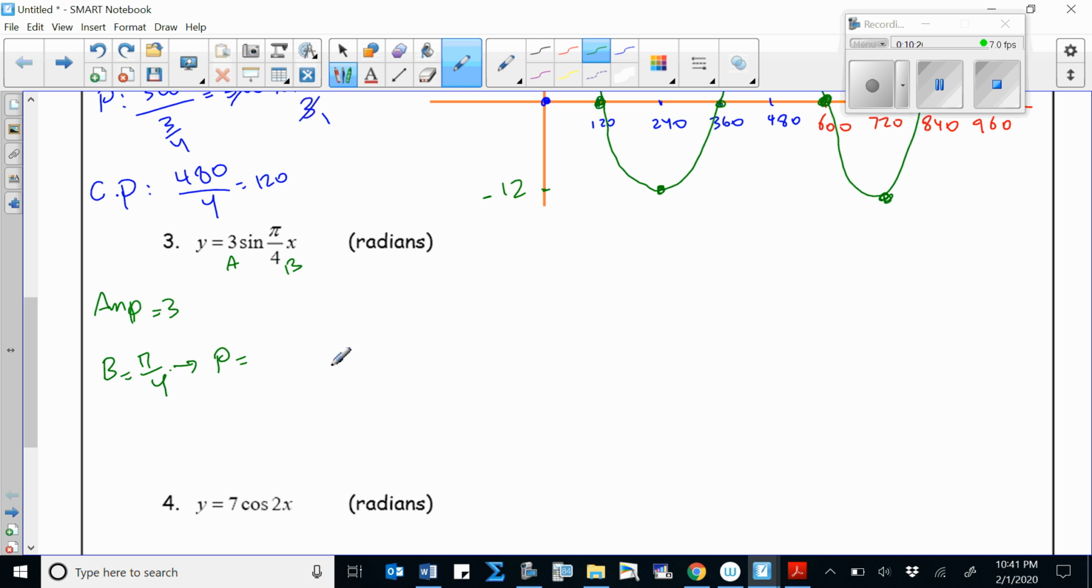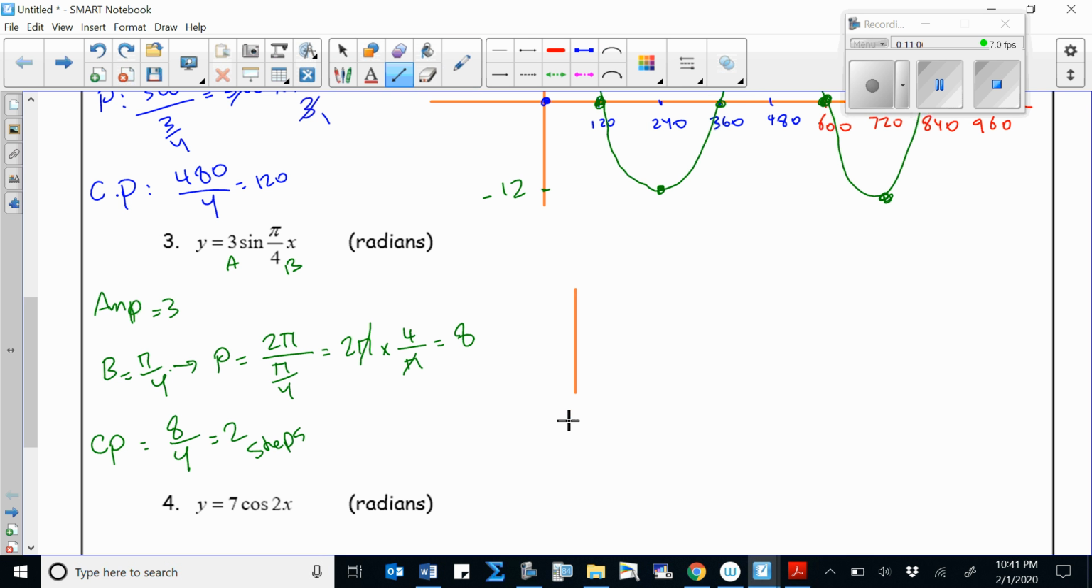So to find the period of the function, we take the period of the parent function, which is 2 pi. Because we are working with radians, we write it as 2 pi. And then divide that by pi over 4. This means we are taking 2 pi and multiplying that by the reciprocal of pi over 4. Now we simplify that. The pi can cancel each other, and this will be 2 times 4, which is 8. So this is the period of the function. To find the critical points, we take the period and divide that by 4, which is 2. So these are the steps or the distance between the critical points.